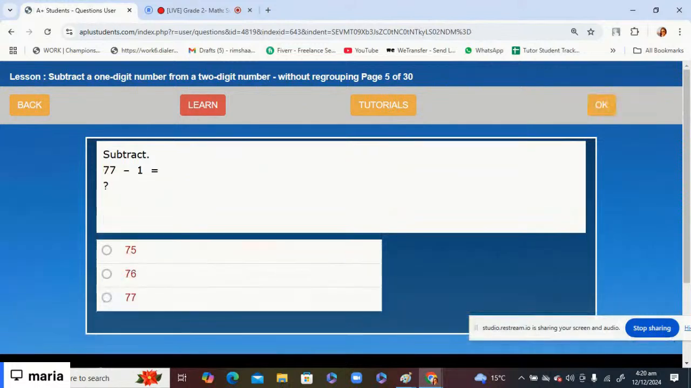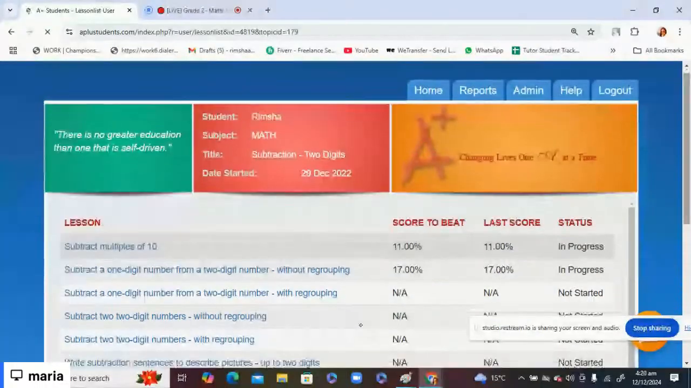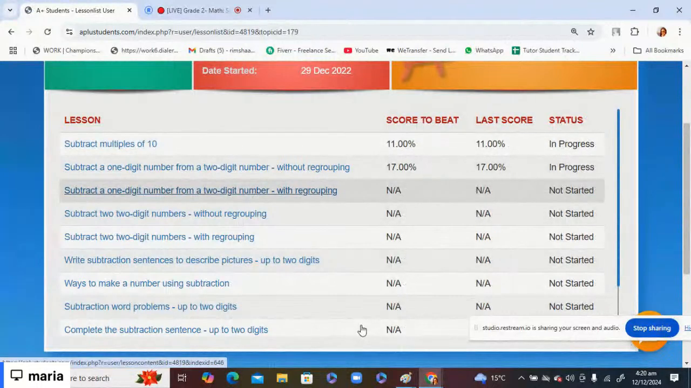Hope you guys understand this lesson as well. So solve the rest of the test questions by yourself regarding this lesson. Okay. Now let's do the next lesson. So we have covered the first 2 lessons. Now let's move to the third one. Subtract a 1-digit number from 2-digit numbers with regrouping.